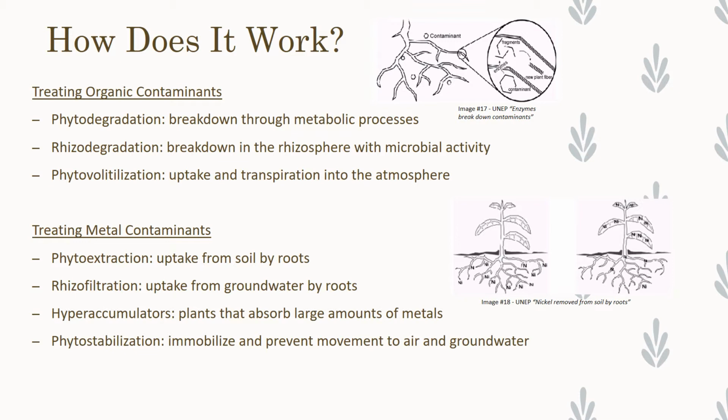Rhizofiltration is similar to phytoextraction, except the metals are taken up from contaminated groundwater rather than the soil. One notable plant that accomplishes this is the sunflower, which was used to remove radioactive contaminants from pond water in Chernobyl.